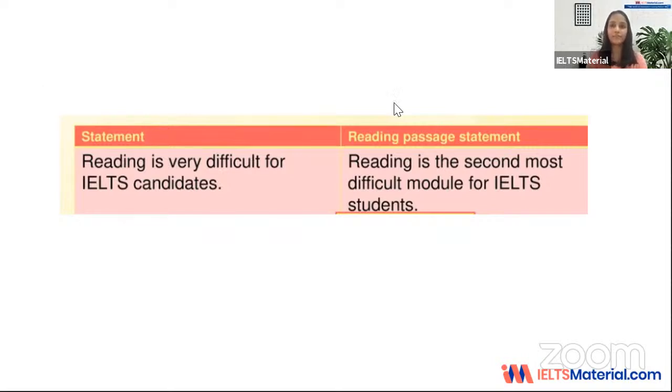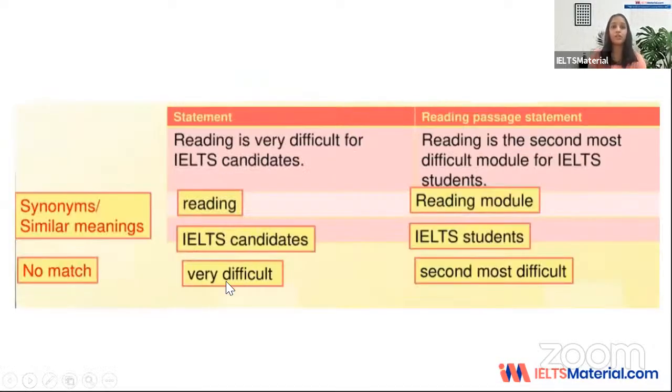All right, so let's see. Here they say "very difficult" and "second most difficult." Is this paraphrasing, or is it completely different information? We can clearly see that there's no such information as "second most" or "first most." They are not the same, so clearly it is not matching. Very difficult, second most difficult, they are both different, even though IELTS candidates and IELTS students are synonyms.